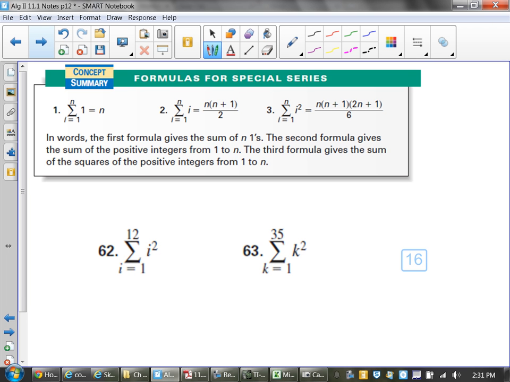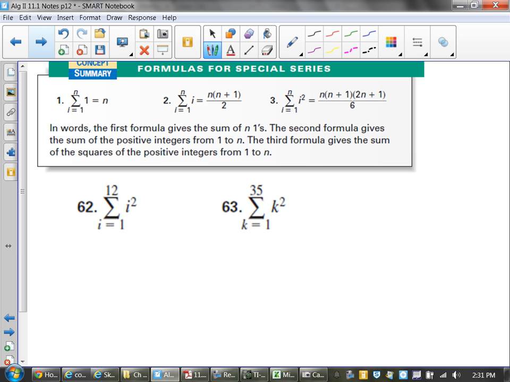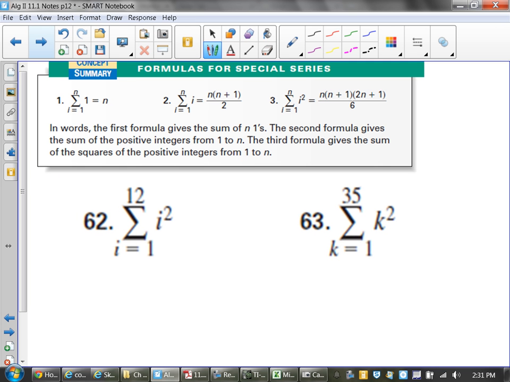And then the fun stuff. Way back in the day, you had to do this stuff by hand. 1 squared plus 2 squared plus 3 squared plus 4 squared, all the way up to 35 squared, and you had to crank that out by hand.